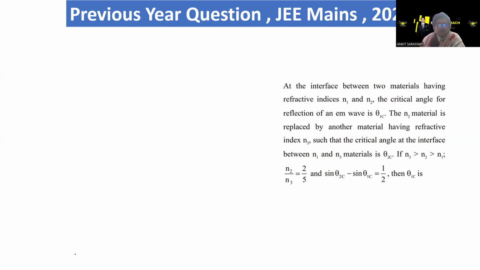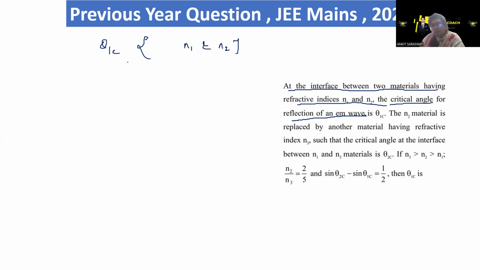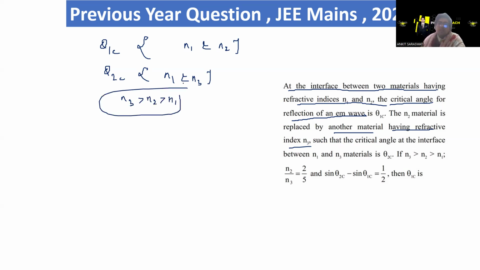Let's solve this question. At the interface between two materials having refractive index n1 and n2, the critical angle for reflection of EM wave is theta 1c. This is corresponding to when you take n1 and n2. Then the n2 material is replaced by another material having refractive index n3. So this theta 2c is for n1 and n3. And it is given that n3 is more than n2, which is more than n1. So n3 is the most optically denser.